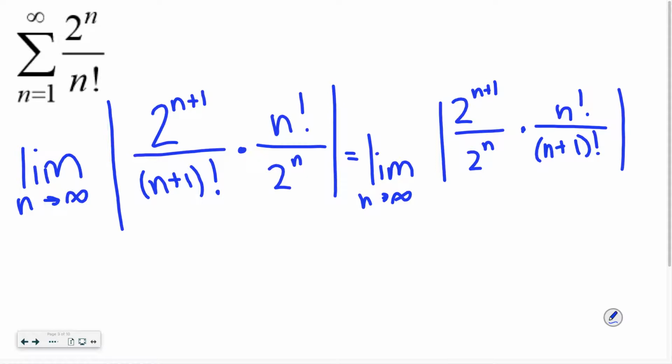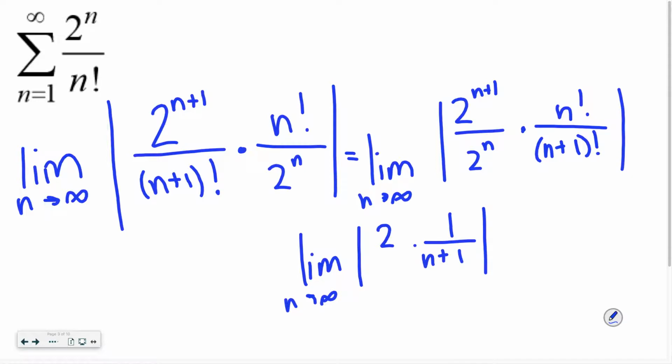Now this step may not be necessary for you, but I want to give you a good visual of what's happening. If we take 2 to the n plus 1 and divide it by 2 to the n, what do we do with exponents when we divide? We subtract. So what's left? 2 to the 1. Times n factorial over n plus 1 factorial. We've been training for this our whole lives. 1 over n plus 1.